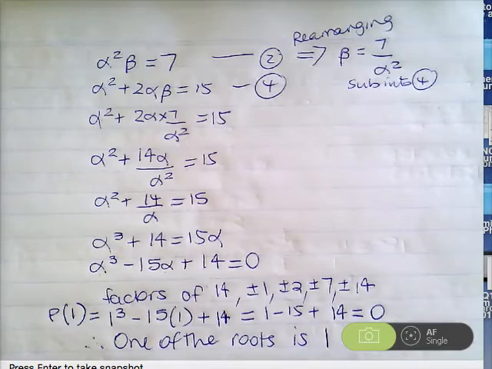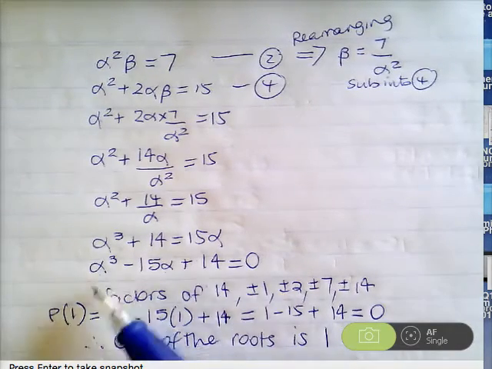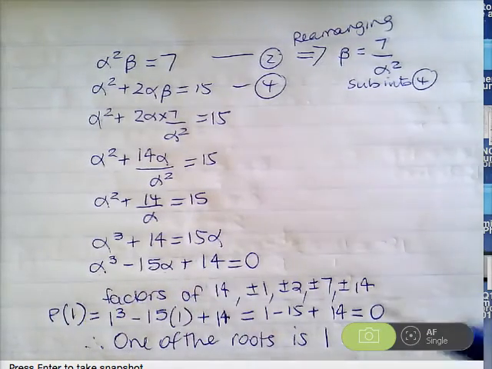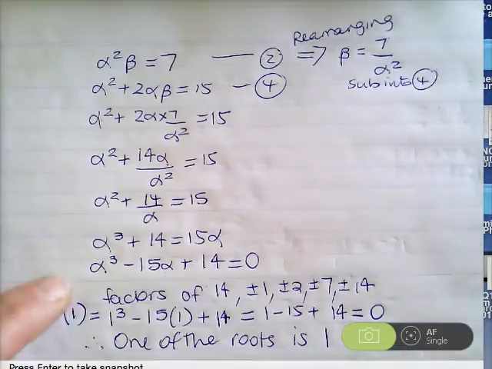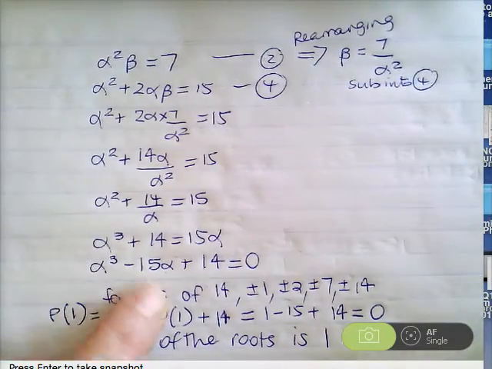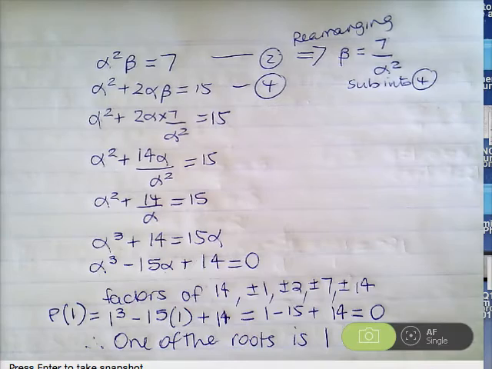Let's just keep going. Let's look at -2. I don't think that's going to work. -8 plus 30 plus 14, no. Does someone want to try 7? 7 cubed minus 15 times 7 plus 14? No. +7 is not going to work. And 14 is not going to work.